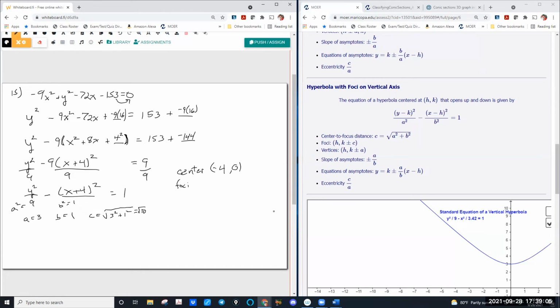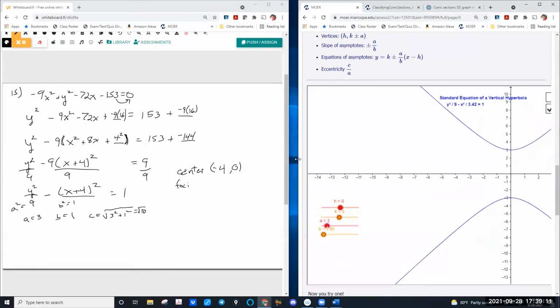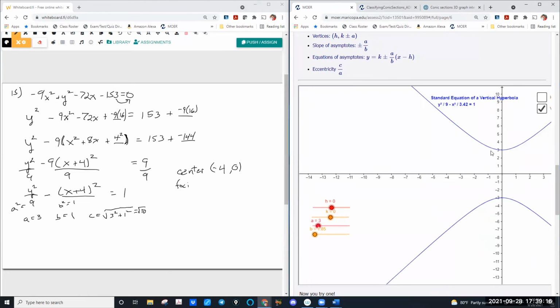What we're doing is, again, this is one that opens up and down. Bring this just over a little so you can kind of see. We'll match it up here with the one on here in just a sec. But what have we found? We found the center. The foci are going to lie above and below the vertices. So we're adding and subtracting root 10. So there's -4, positive root 10 and -4, negative root 10.